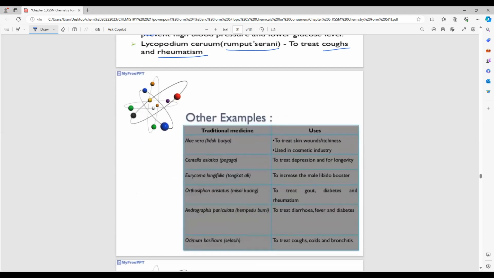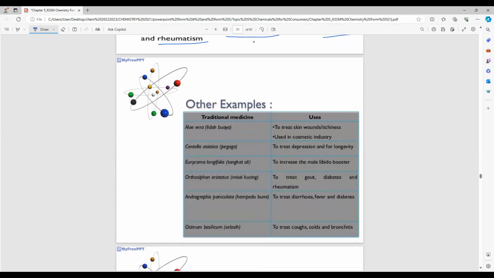You can also give some examples later on that your parents do at home. Aloe vera. I remember last time when my brother was playing football and he got a very huge cut. My mother used turmeric or aloe vera. That's it, nothing. Never went to the doctor.